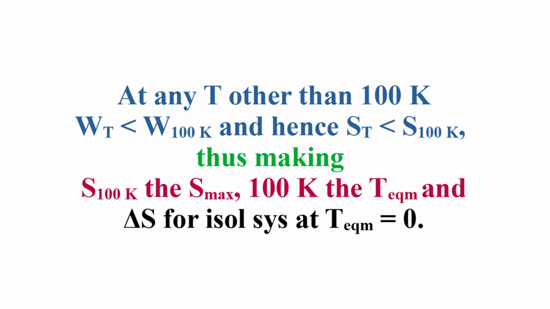And when the above calculations are repeated for temperatures near 100 Kelvin on either side, it is seen that S at 100 Kelvin is the maximum value, pointing to the operation of the maximum entropy principle in nature, and 100 Kelvin is the equilibrium temperature. There is no change in S isolated system after that, and delta S isolated system is 0, which is the second part of the mathematical statement of the second law.